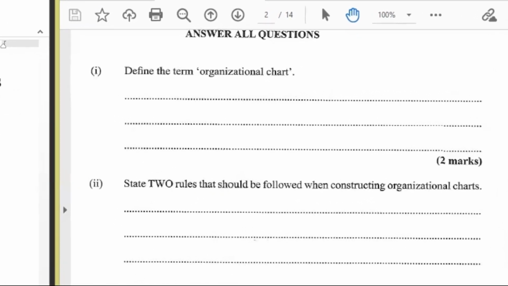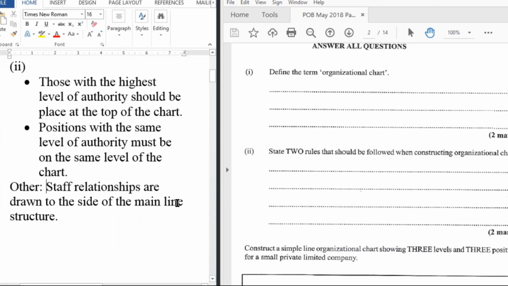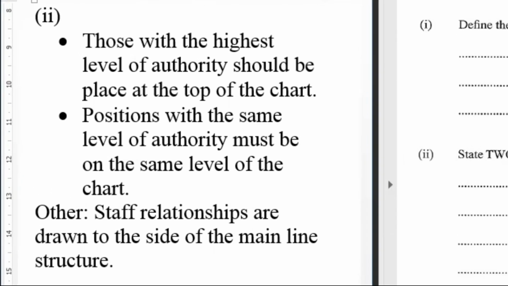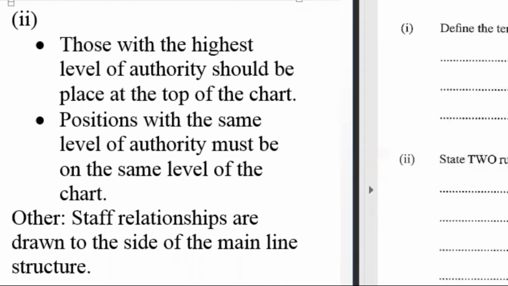2 says, state 2 rules that should be followed when constructing organizational charts. Think of what you had to do when you were drawing an organizational chart. So let's look at the answer. Those with the highest level of authority should be placed at the top of the chart, and positions with the same level of authority must be on the same level on the chart. And other things you could look at is that the staff relationships are drawn to the side of the main line structure.